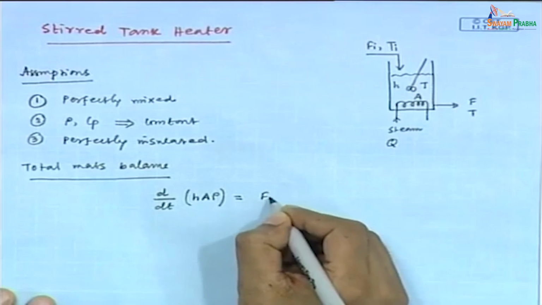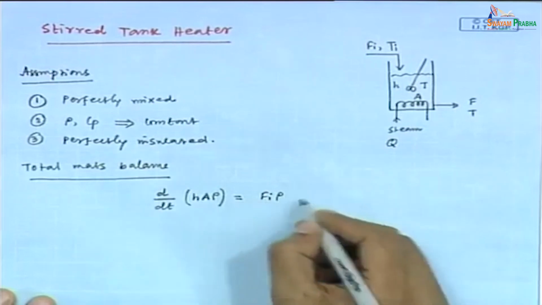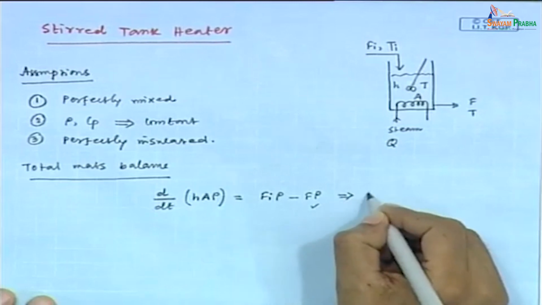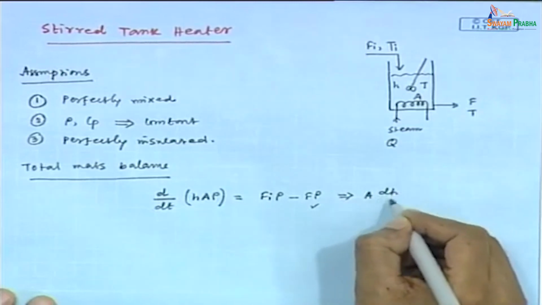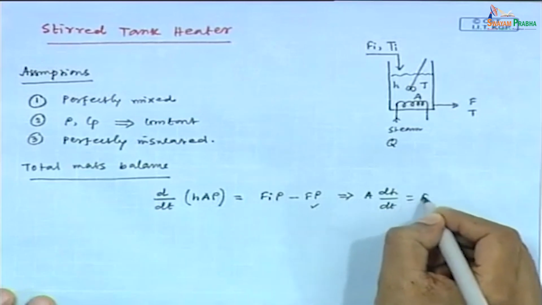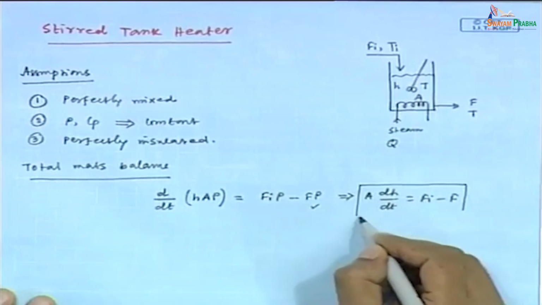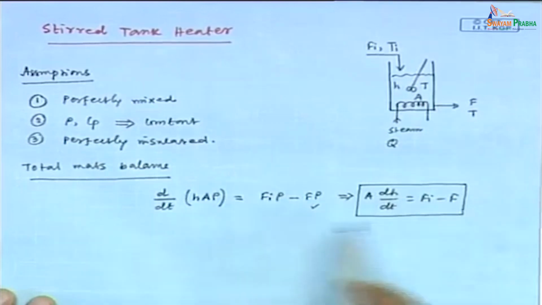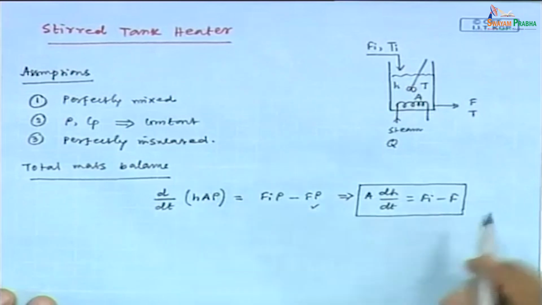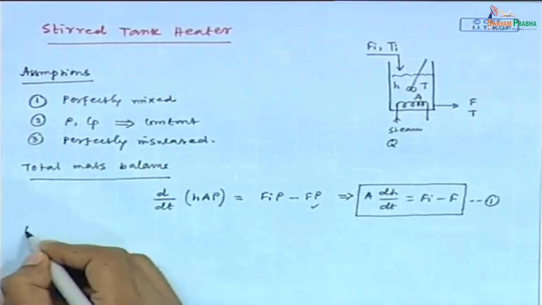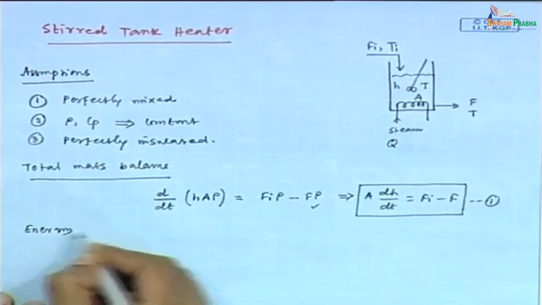What is the inflow rate? Fi rho, minus F rho, this is the outflow rate. So, we can write this equation: A dH/dt equals Fi minus F. This is the total mass balance equation. Since rho is constant, we can get this from the previous equation. Let us give some equation number for this. Suppose this is equation number 1. Next, we will go for the energy balance.